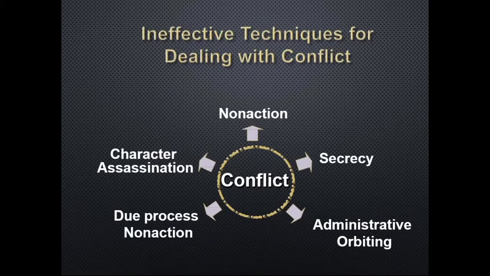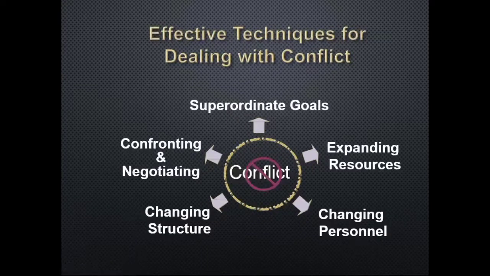If no action is taken too, that can also be a due process non-action. All right. Then we go to the effective techniques for dealing with conflict. Some of the effective techniques that will always help in resolving conflicts is number one, super subordinate goals. The goals of the organization supersede any other individual goals and should be taken as paramount. Okay, so everything done should drive towards those goals.